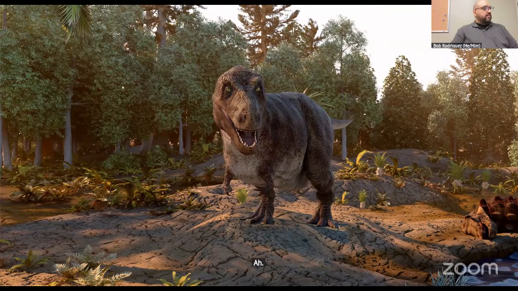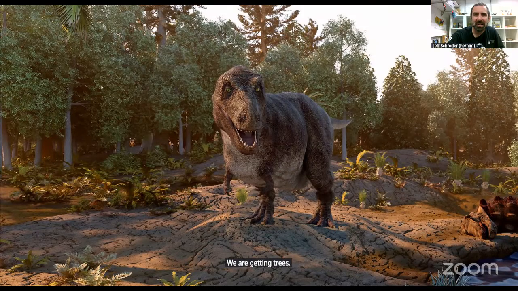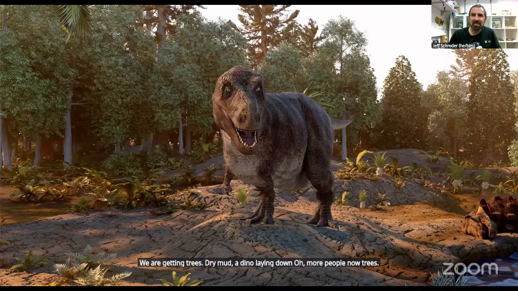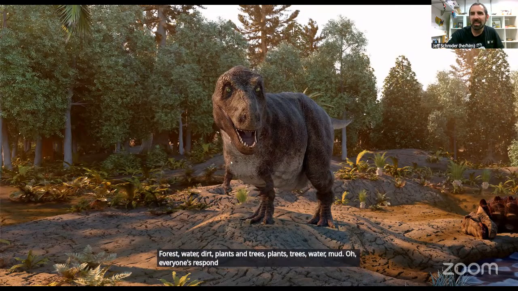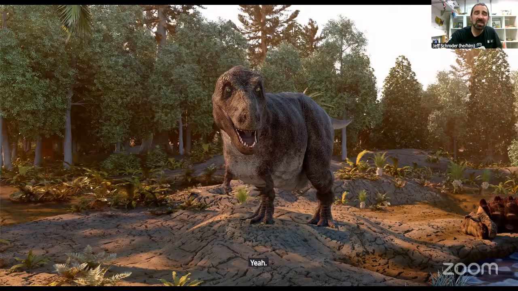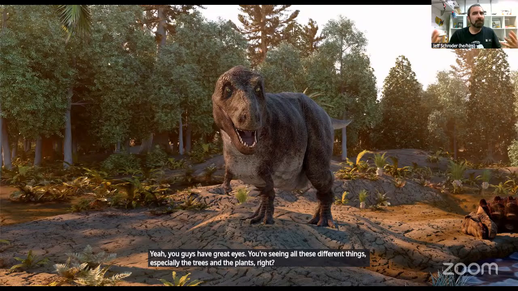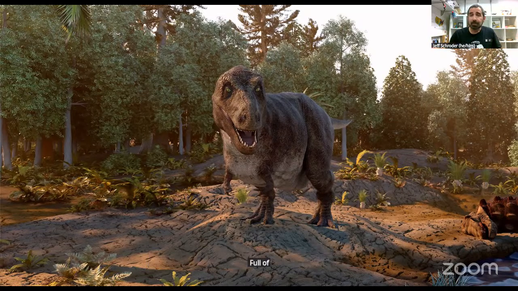We are getting trees, dry mud, a dino laying down. More people now: trees, forest, water, dirt, plants and trees, plants, trees, water, mud. Oh, everyone's responding. That's awesome. Yeah, you guys have great eyes. You're seeing all these different things, especially the trees and the plants, right? Full of green. So Sue lived in a world that was very green, very warm. You can kind of see that ground.